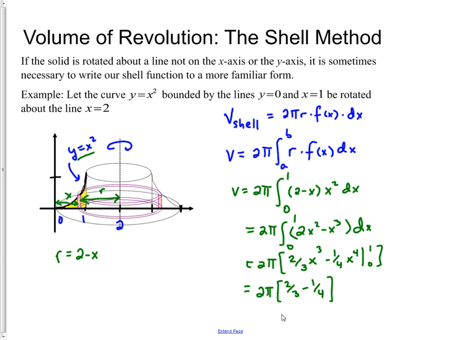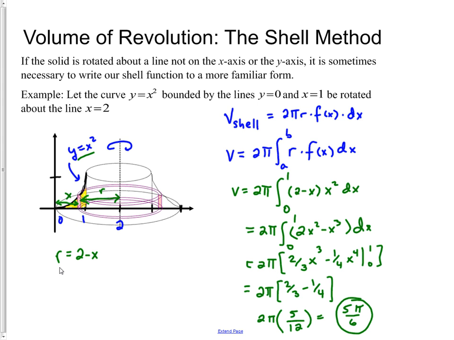All right, let's see, what do we got right here? 3 and 4 share 12 as the common denominator. So we're going to get 2 pi times over 12, 2 times 4, 8, minus 3, 5/12. So we're going to reduce this down. We're going to get 5 pi over 6 as this volume right here.